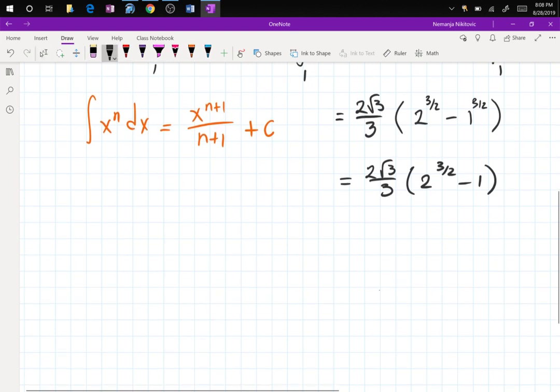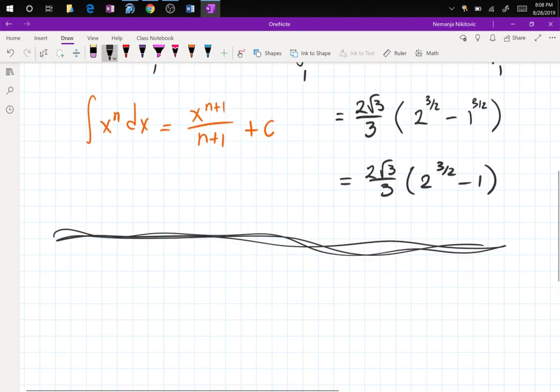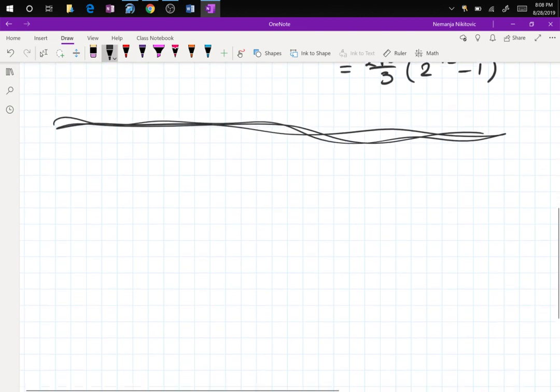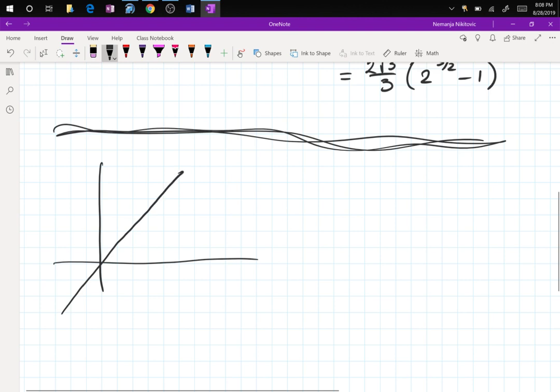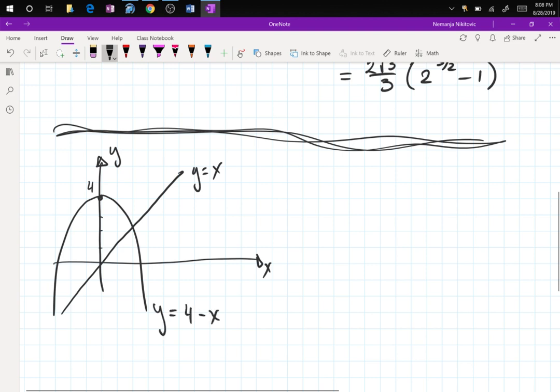So now, today's lecture is on area between two curves. Say you have y equals x, and let's say y equals 4 minus x squared.